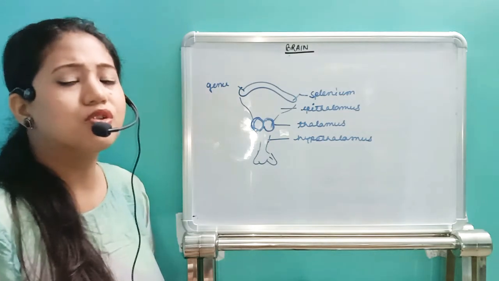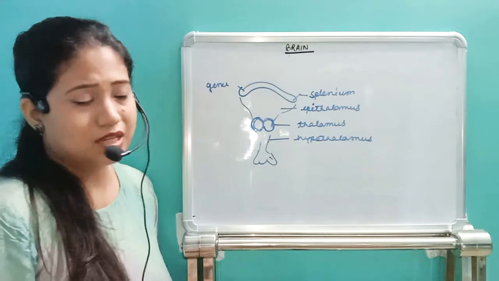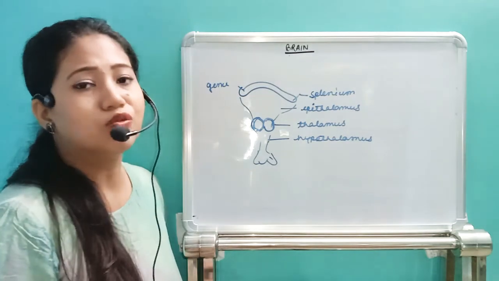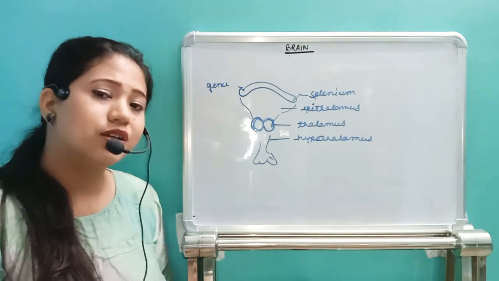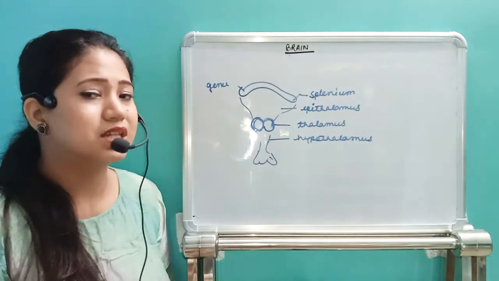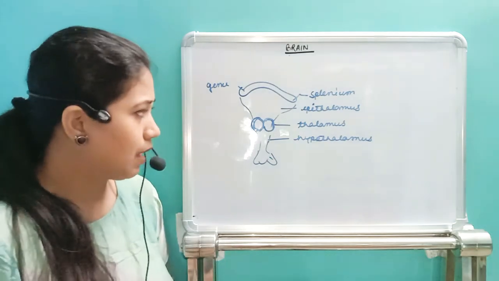Epithalamus has no sensory function. We can say it does not have any neural function. It has only one function: along with the pia mater, it secretes the CSF. That is the function of the epithalamus.